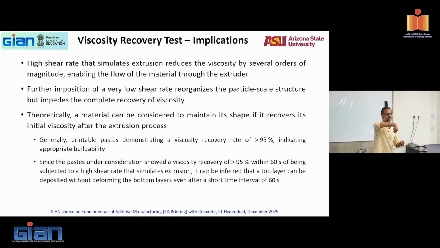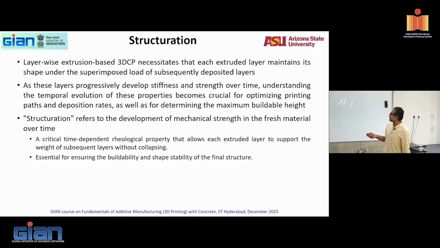After you extrude through, your screw extrudes your mixture, it comes out through, it has to come out shape stable. If that happens, you can say that this is a shape stable material. Viscosity recovery rate greater than 95%, appropriate build generally indicates appropriate buildability. That's what you do. Now, you need structuration.